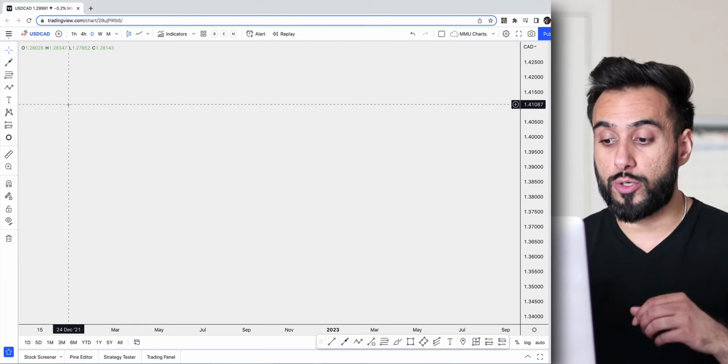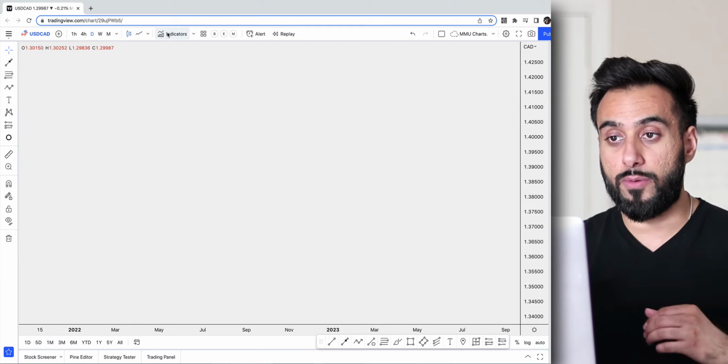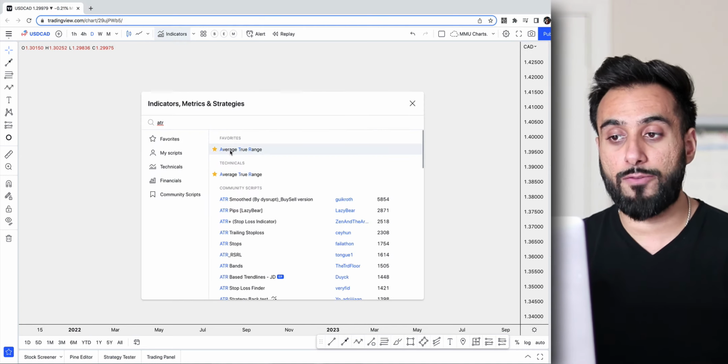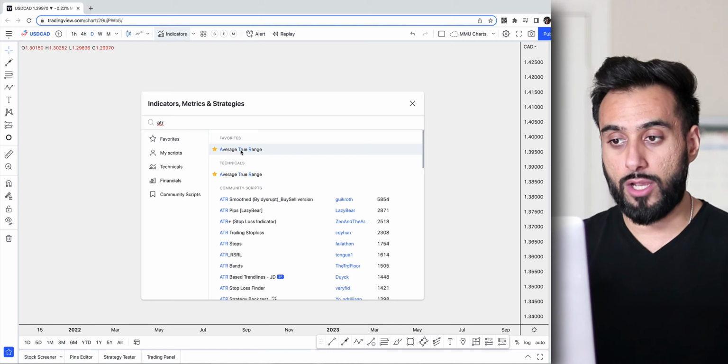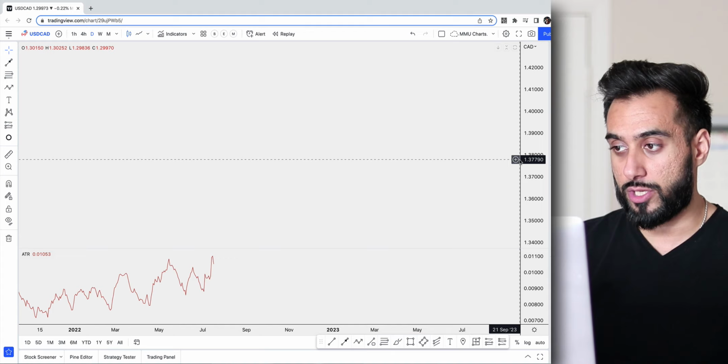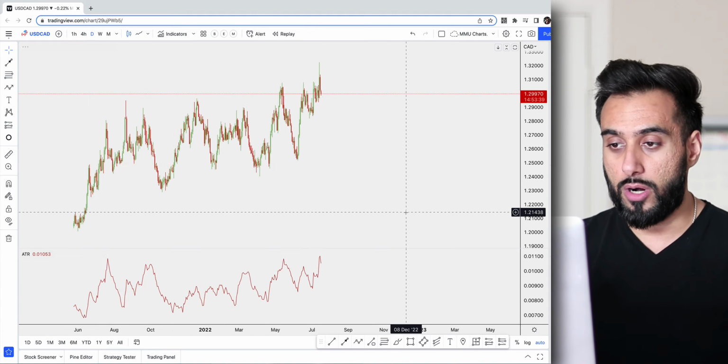But what you would actually do, you would open up the indicators from up here and you would just search ATR. And you would click the one that says average true range, ATR. So we would pull up this indicator, and let me show you how this actually works. So let me go ahead and go to the chart.